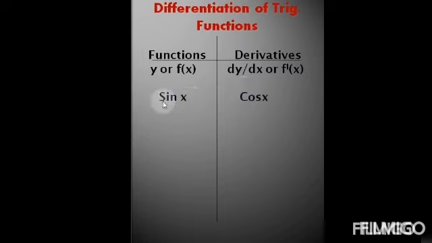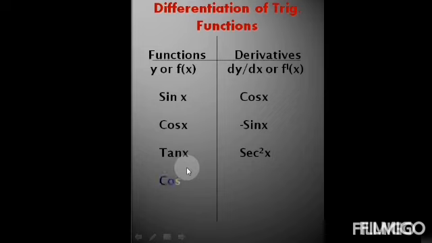The first is the sine. A derivative of sine is cos. If you have sine x, dy dx is cos x. And if you have cos x, dy dx of cos x is minus sine x. If you have tan x, then the derivative is sec square x.